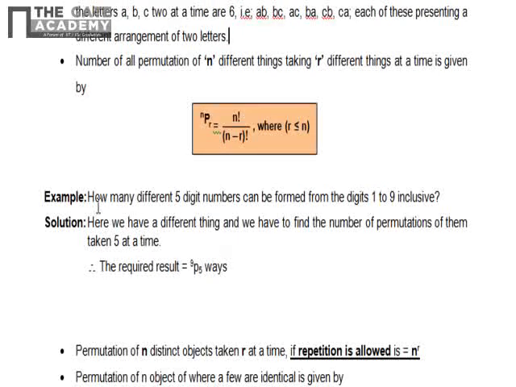We'll take one example. How many different 5-digit numbers can be formed from the digits 1 to 9 inclusive? So there are 9 digits and we have to form a 5-digit number. So we can write 9P5 ways. We can prove this in other ways also. So we'll solve this. It was written that you have to form a 5-digit number, that means 5 places are there, and the total digits are 9.